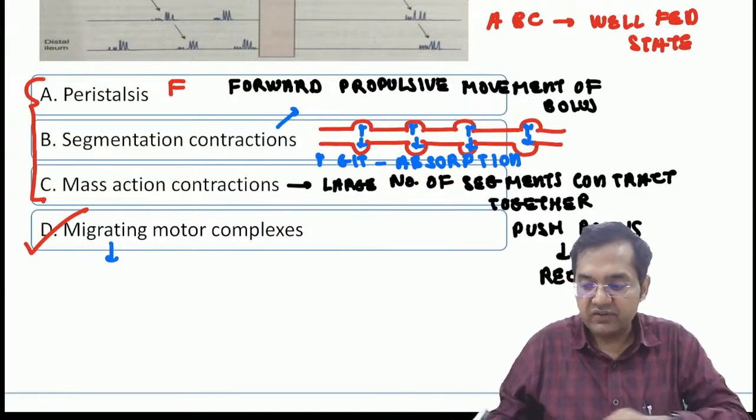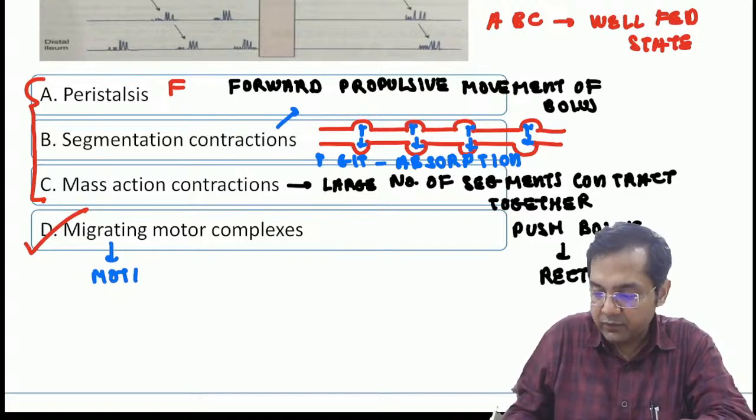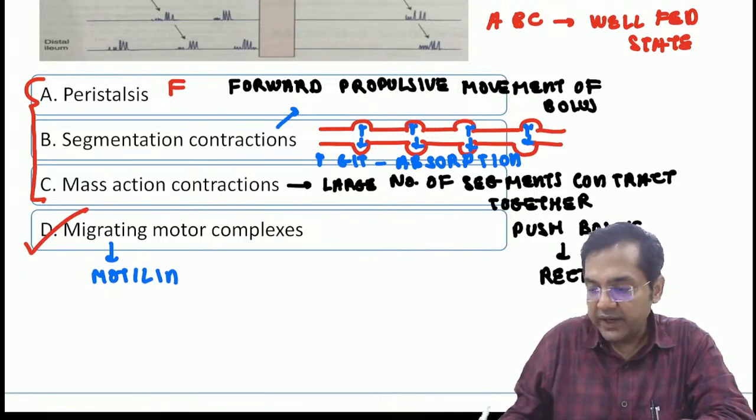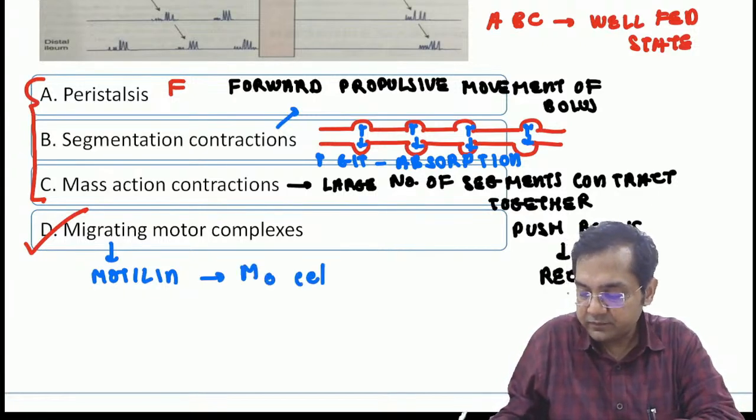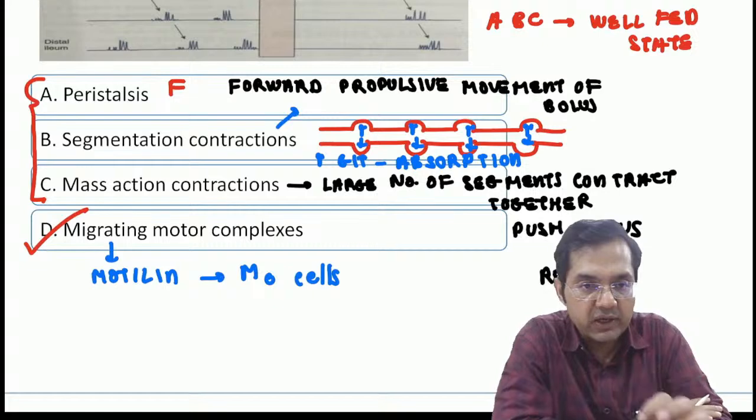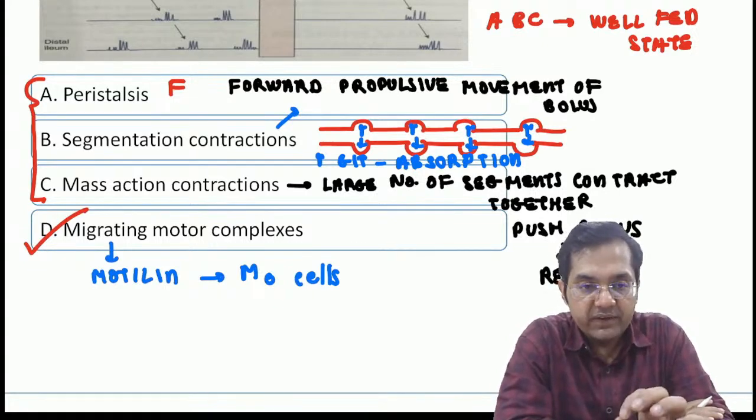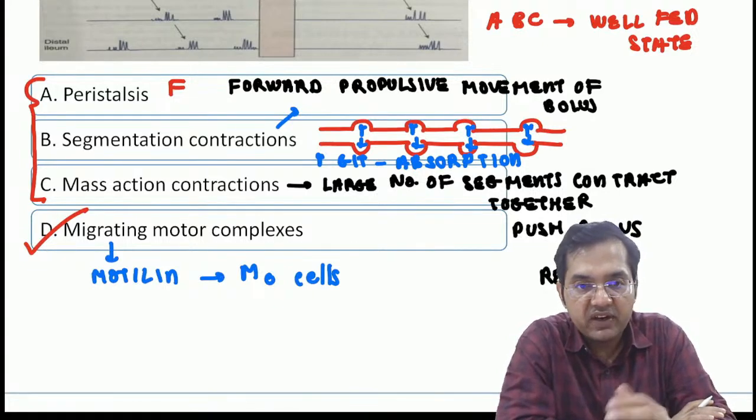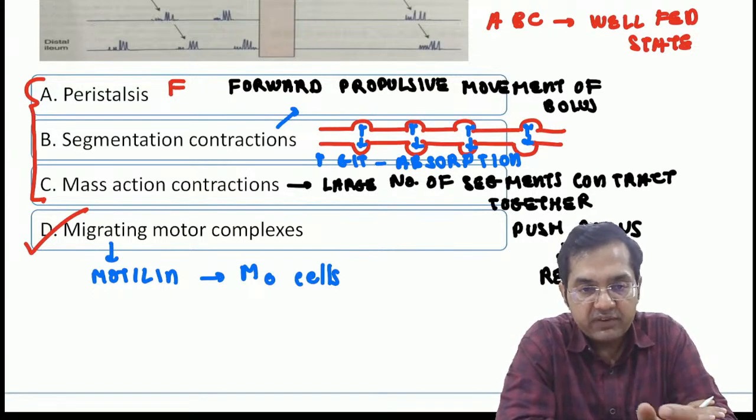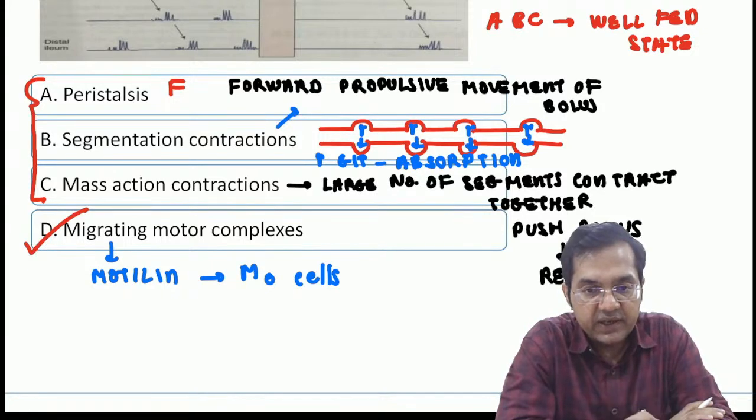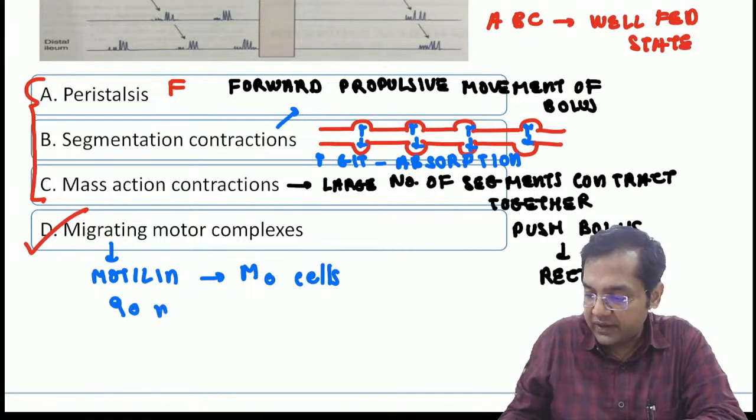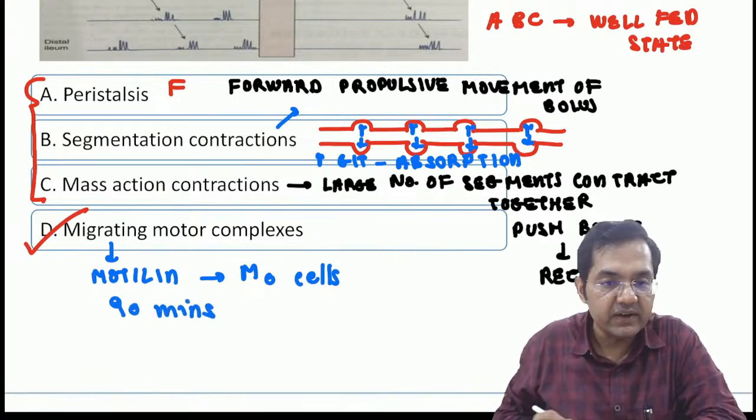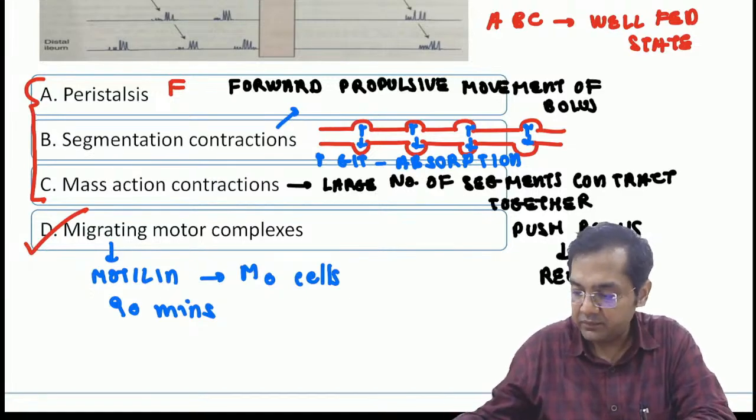The MMCs is due to the hormone Motilin. Very, very important MCQ, right? Then Motilin is released from which cells? MO cells present in the stomach, duodenum and jejunum, proximal colon. Then remember, migratory motor complexes are seen in fasting state, in between meals. Ring-like contractions occur from the body of the stomach to the terminal ileum. And the standard duration of MMC, that is also asked in exam. 90 minutes is the standard duration of MMC, 90 minutes.